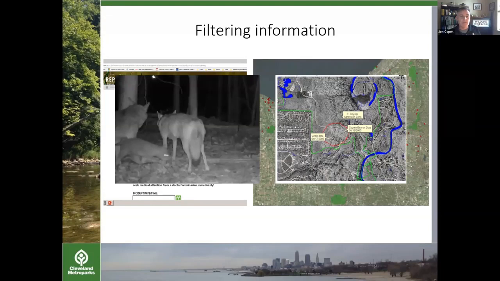So professionally filtering information and assessing the problem to identify if we need to get involved is a very important aspect of our work. And this may result in selective removal of individuals to resolve wildlife damage.